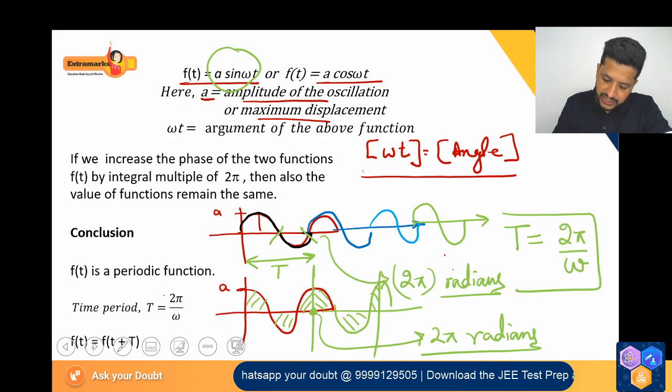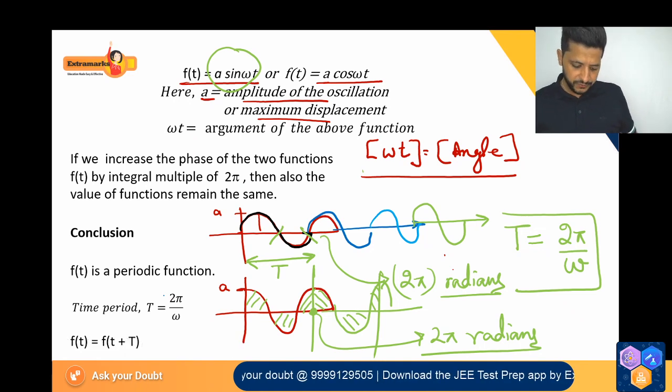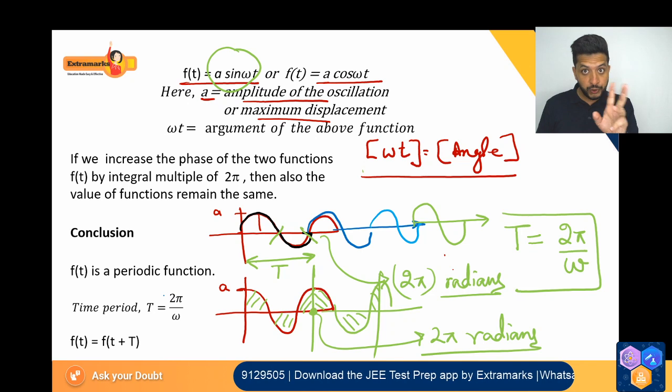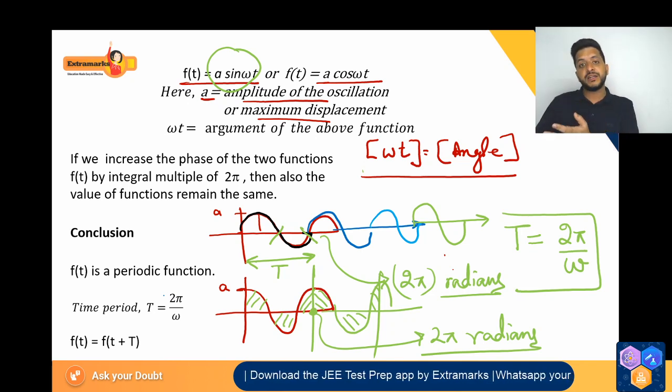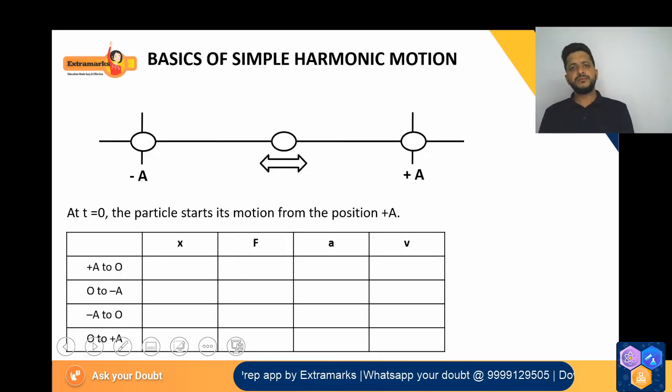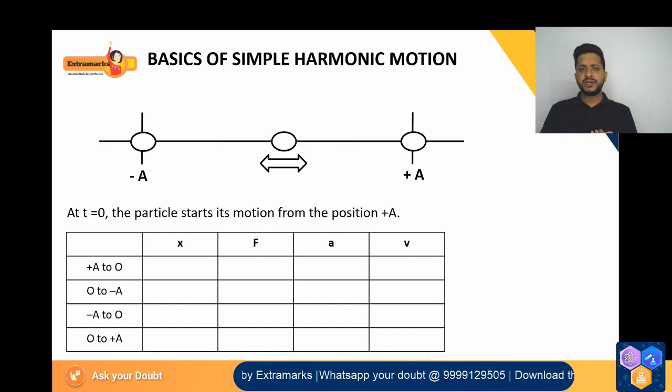The angle which it covers in one cycle is how much? 2 pi. So it is a periodic function and whose period is equal to how much? 2 pi by omega, not 2 pi. 2 pi is the angle after which the cycle repeats itself. 2 pi by omega is the time period. So this is one thing that you have to keep in mind. Is that clear? Fine, we have covered a lot of things, but very basic things.